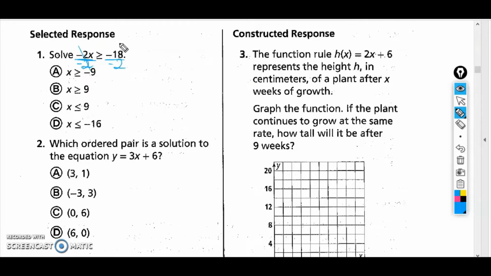The only thing you need to be careful of besides the sign is anytime you divide or multiply by a negative, you have to reverse the inequality sign. So that's going to be where it's tricky.